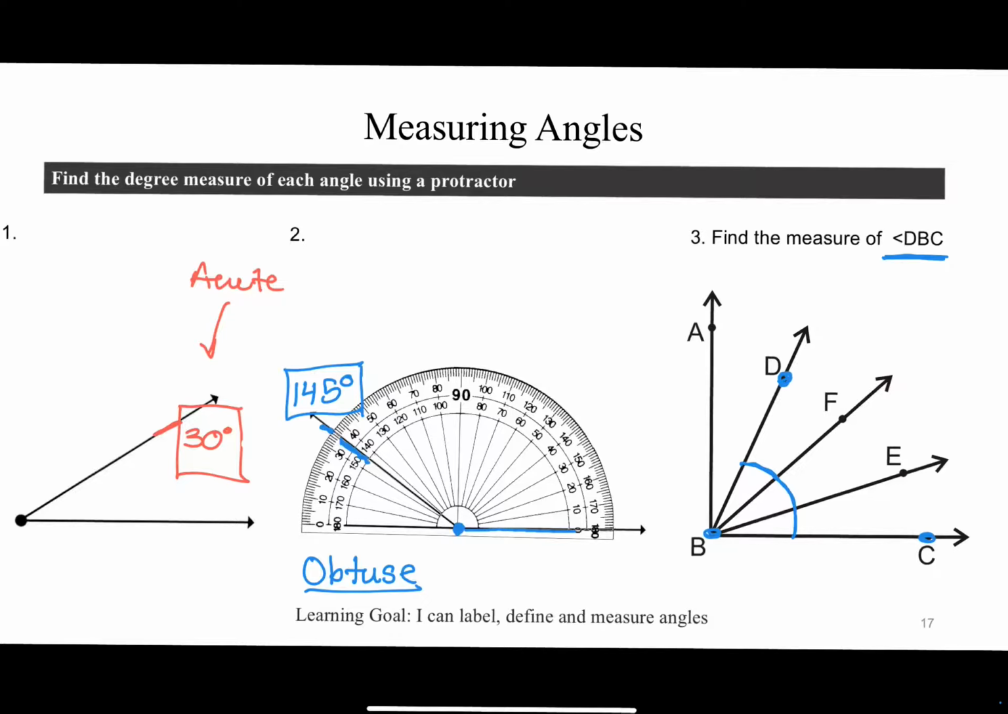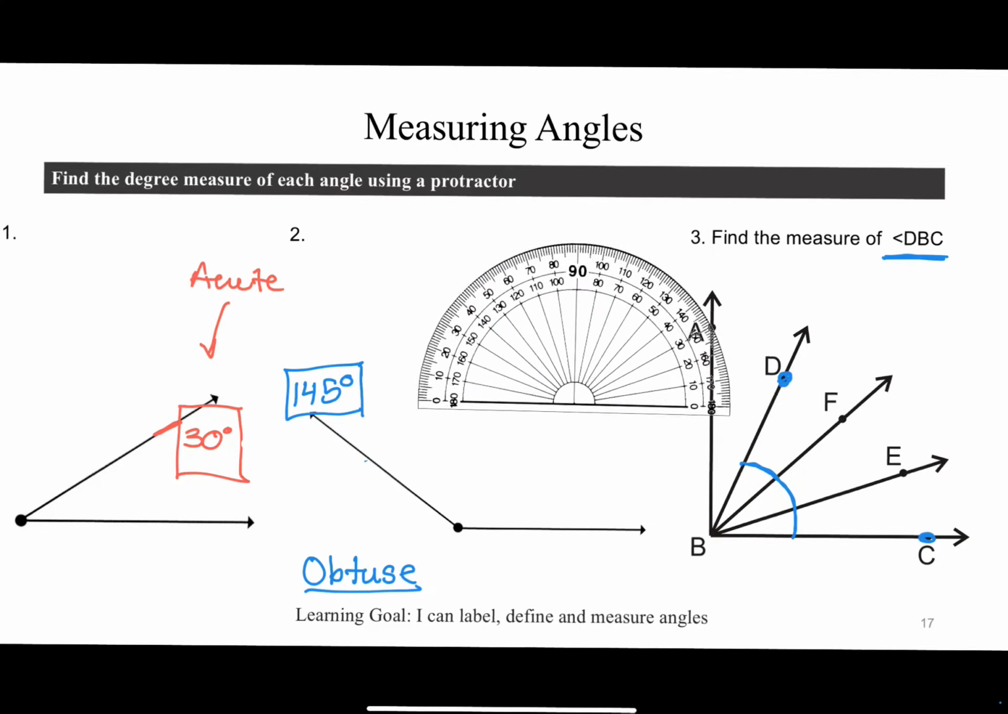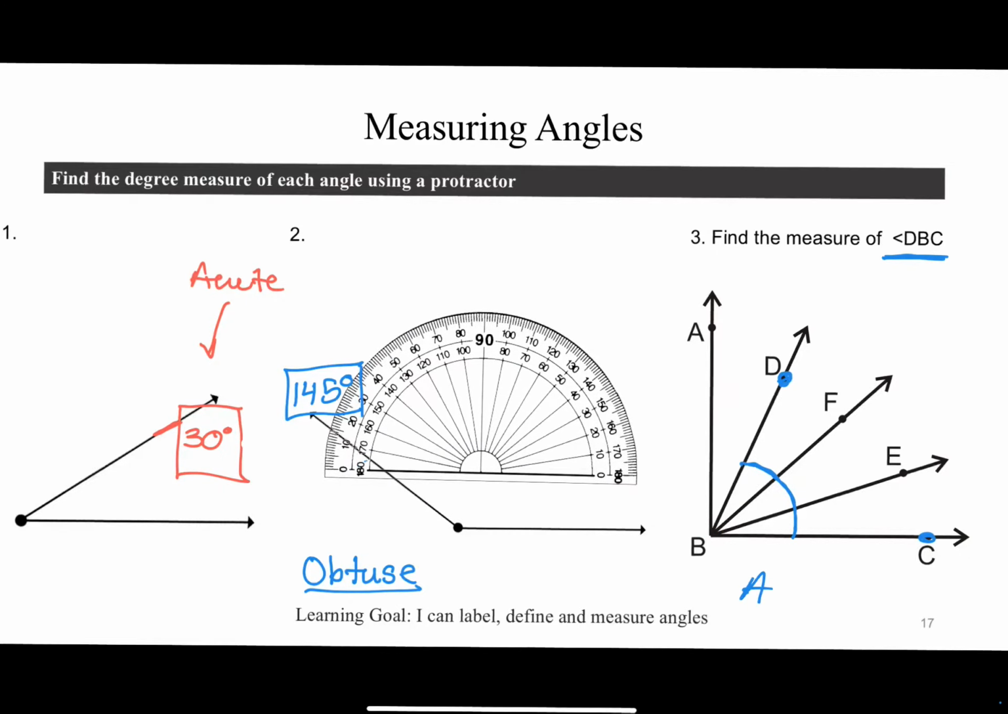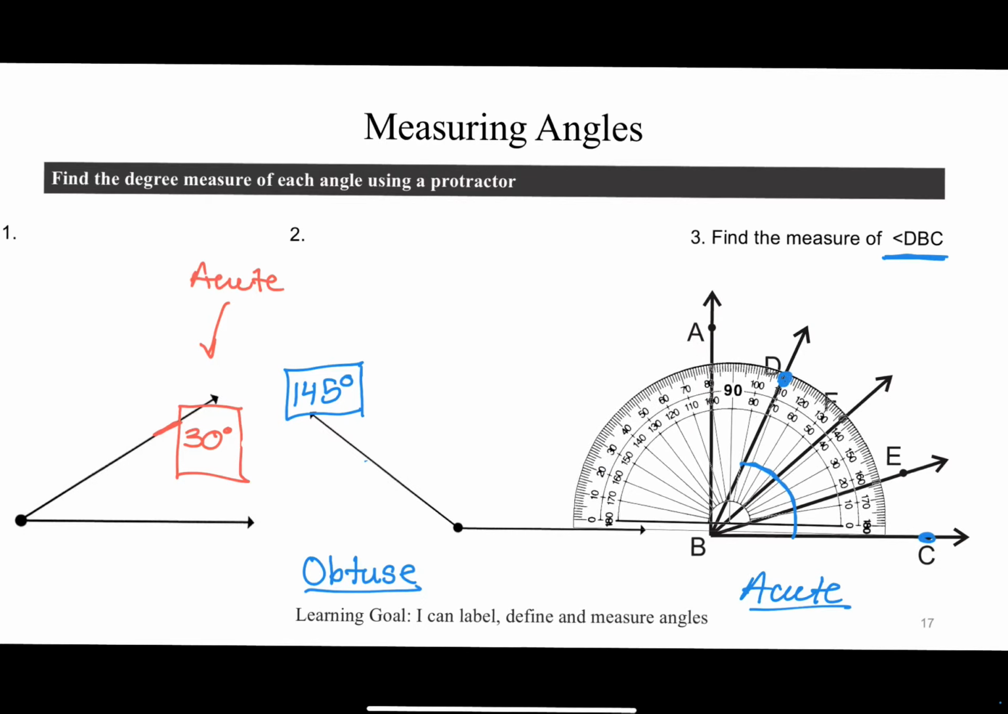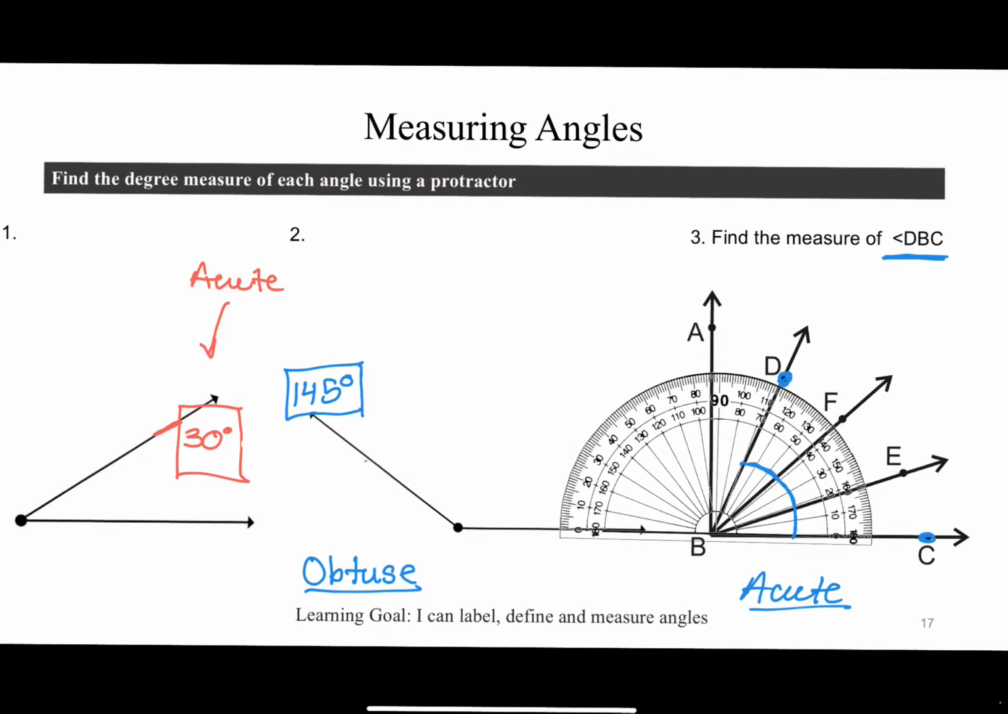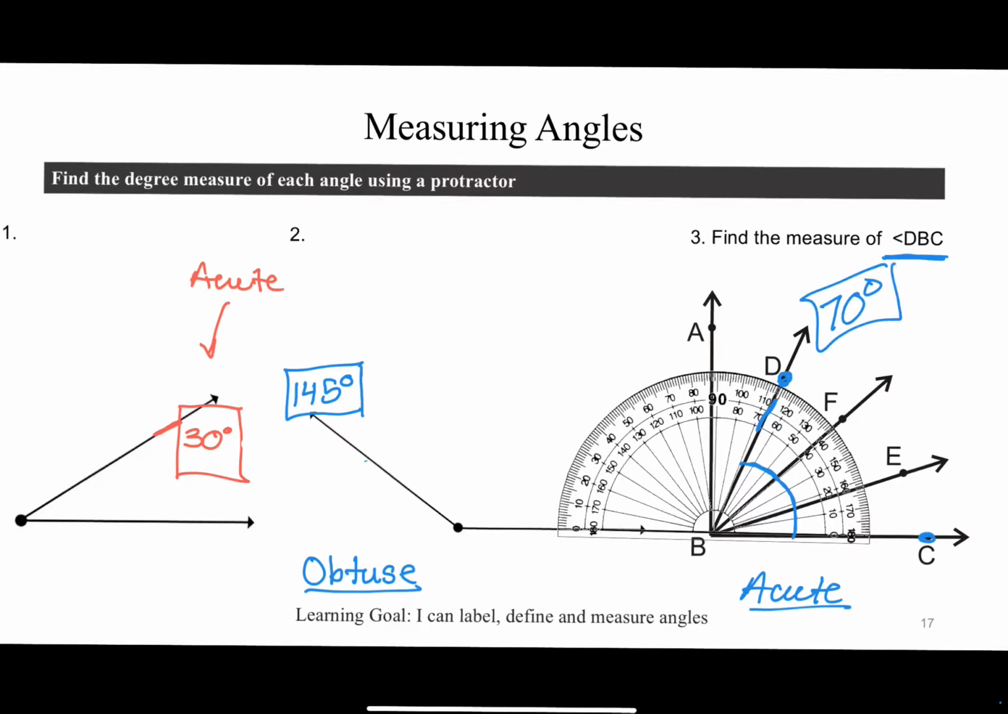And so the first thing you want to ask yourself is, what type of angle is DBC? Hopefully you can agree that we're looking at an acute angle here as well. And so we can go ahead and line up our protractor as best as possible. And it looks like we are looking at about a 70 degree angle.